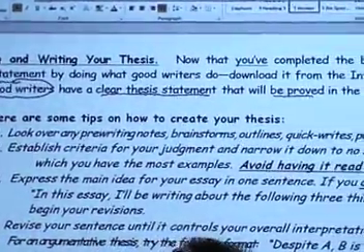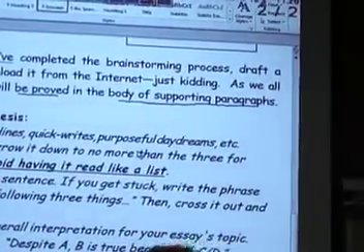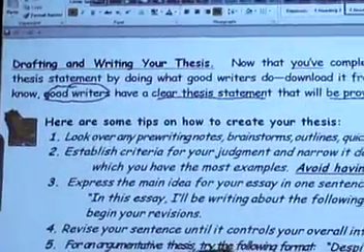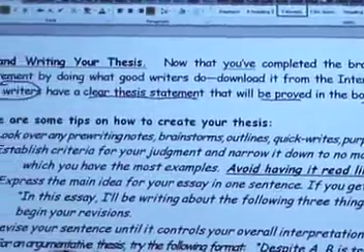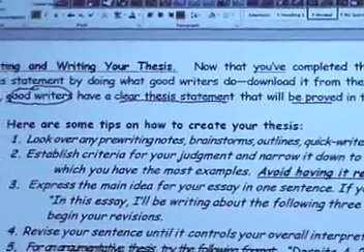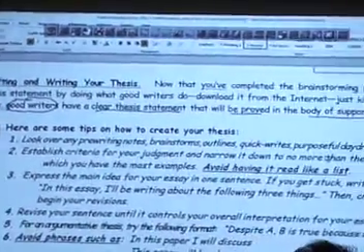The whole purpose of a thesis statement is saying, here's what I'm going to prove in my essay. And then what do your body paragraphs do? They support it and prove it. That's all it is. How many sentences long is a thesis? Just one.